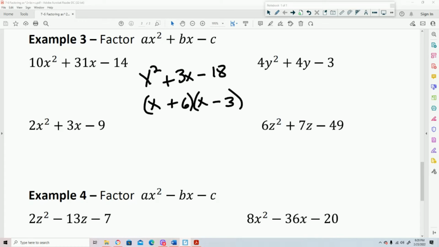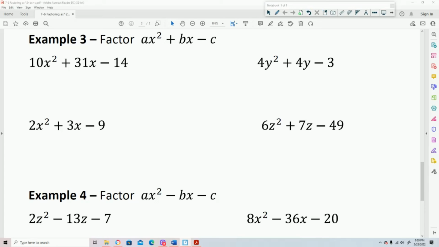I'm going to bring the 2 back in, divide by 2, divide by 2. We can write our answer from here. We don't have to reduce any. Well, we're going to reduce that, but that's a whole number. So we get x plus 3. We're going to bring this 2 around here and get 2x minus 3. And those are the factors.